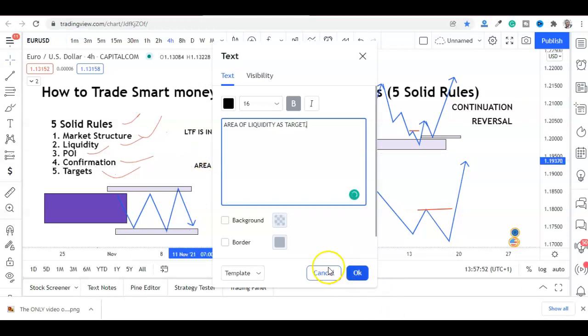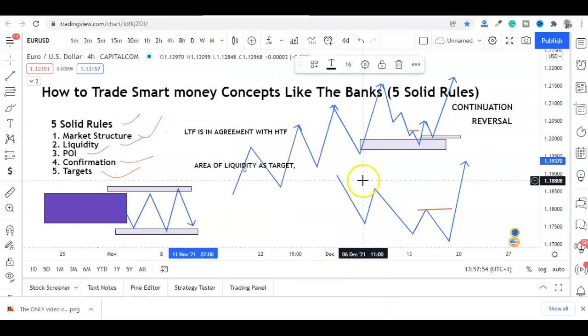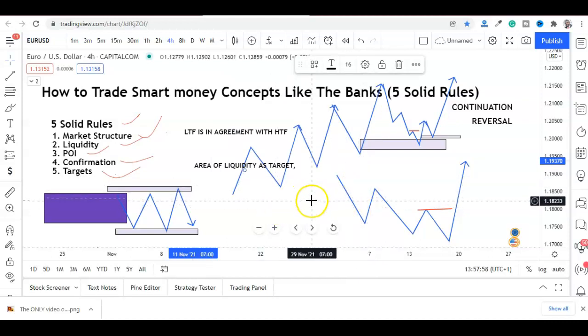To learn more on liquidity, the next video that will play after this will be about liquidity, so you can watch that video and have a proper understanding.